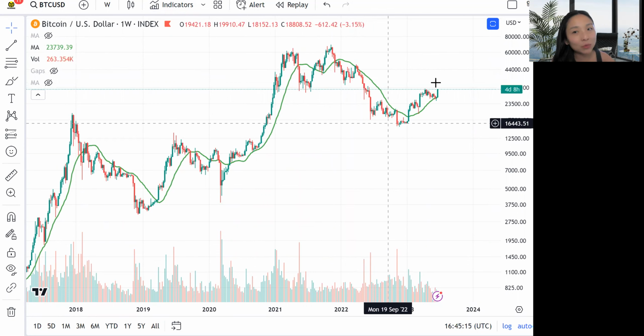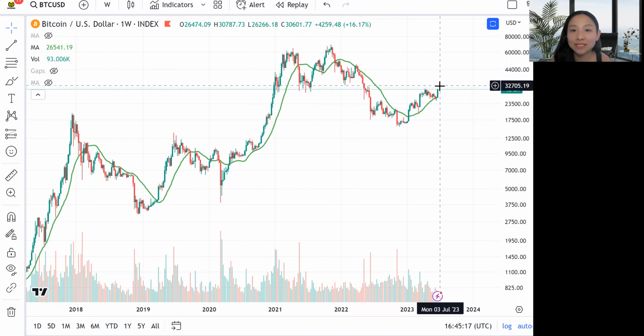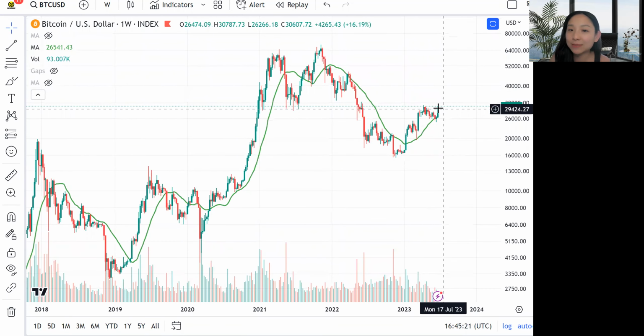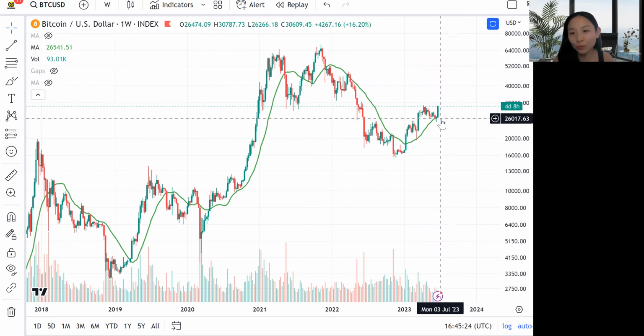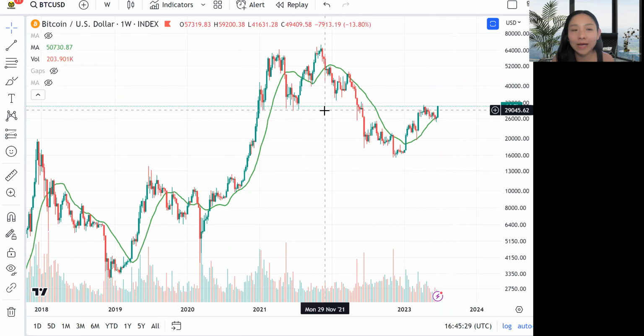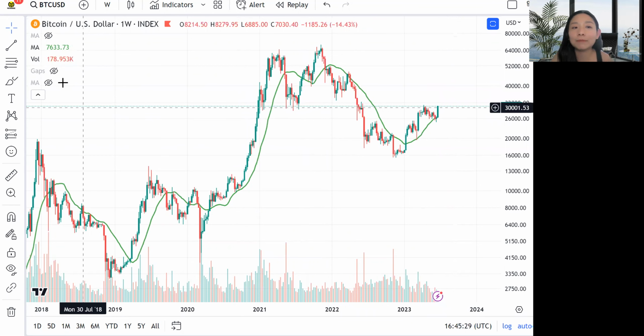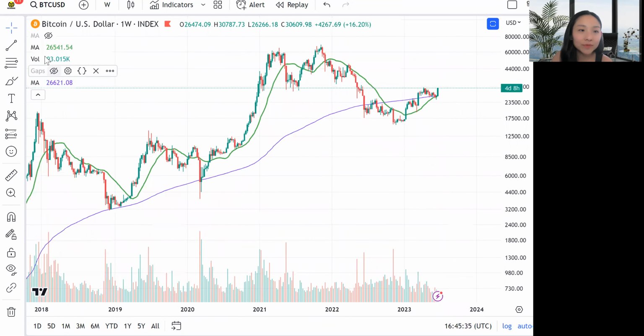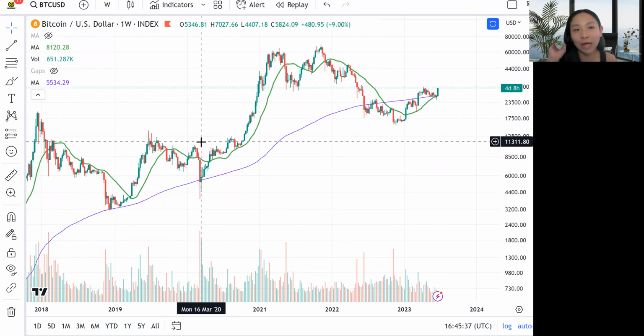You can see what happened just this week. We have a big candle that bounced up when it hit the MA21 on the weekly chart. In one of my previous videos, I mentioned another moving average which is also very important on the weekly chart, moving average 200. You can watch back that video.